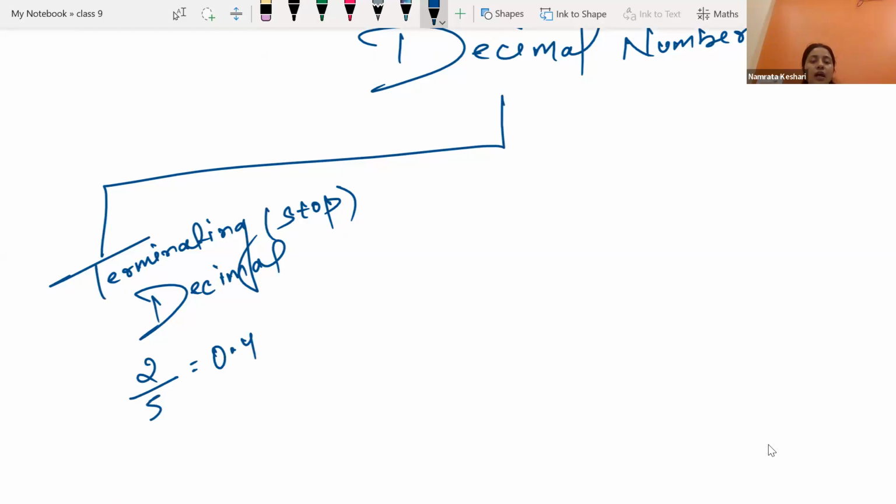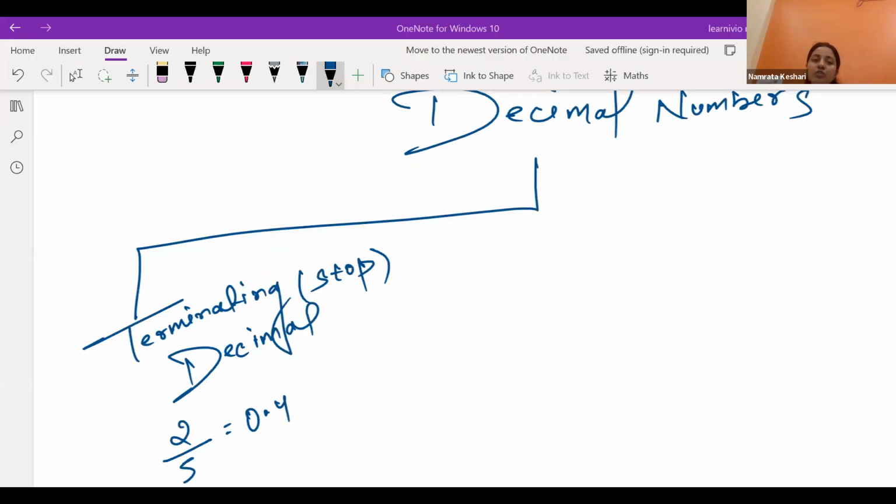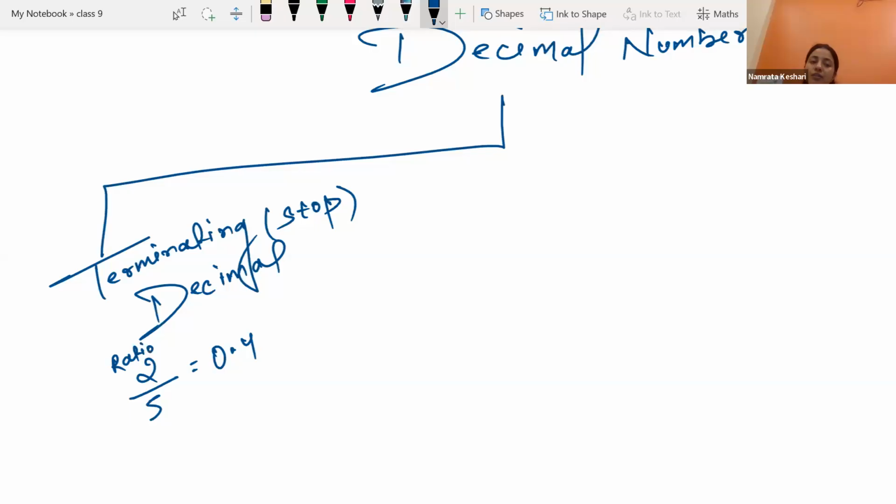Yes, ma'am. Are you getting it, Aleph? That 2 by 5 can be written as 0.4. Yes, ma'am. Okay, so previously we were having a fractional number, which is a rational number, and we converted it in form of decimal, and which is terminating decimal. Why terminating? Because after decimal, few digits will be there, and then our division will stop. The remainder will be completely zero.